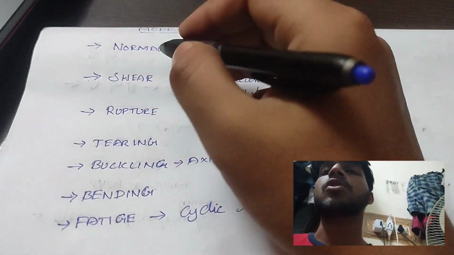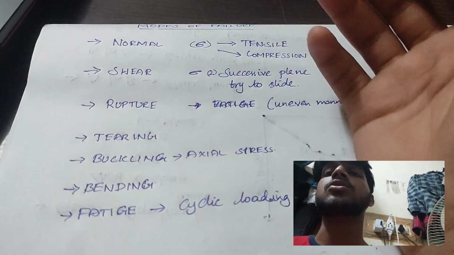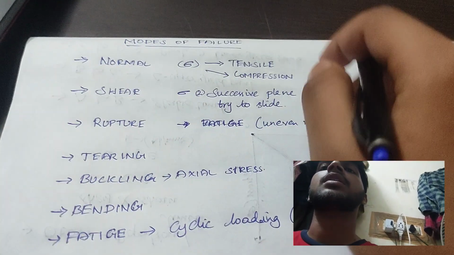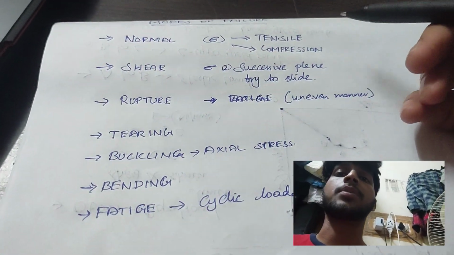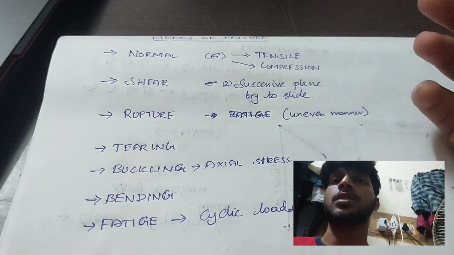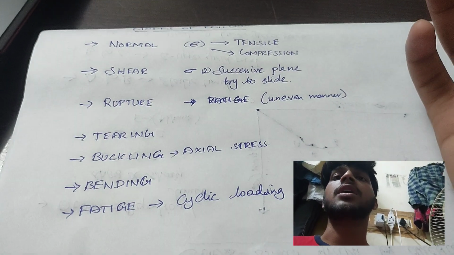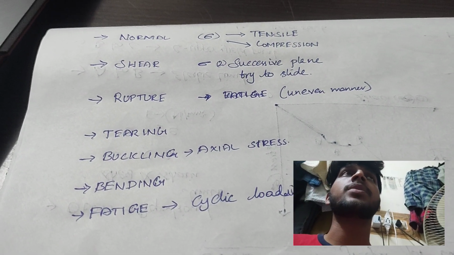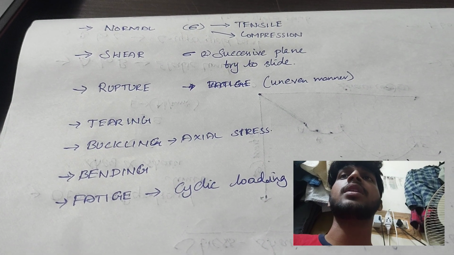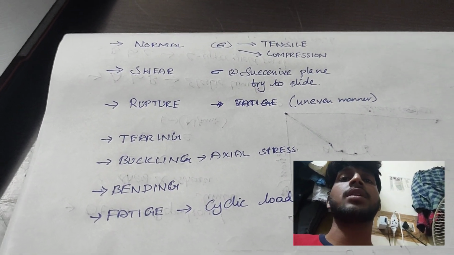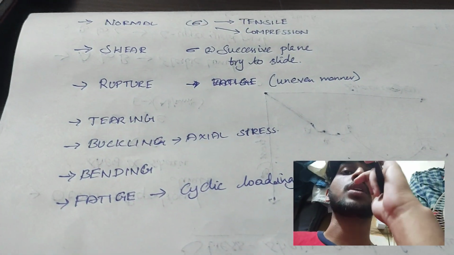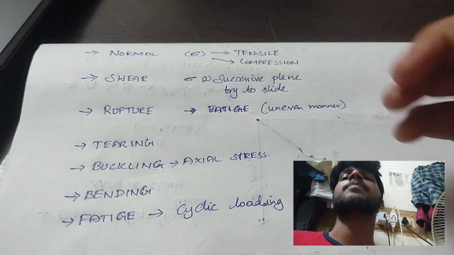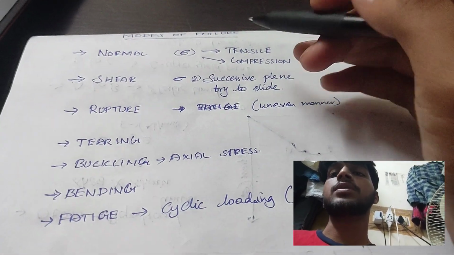The first one is the normal failure, in which the failure occurs perpendicularly to the material. This can be classified into two types, that is tensile and compression. Tensile is the elongation failure. If your material can't hold up the elongation up to the level, then it gets broken up. That is the failure. Then the compression failure is opposite to that, in which it is the contraction of the material.